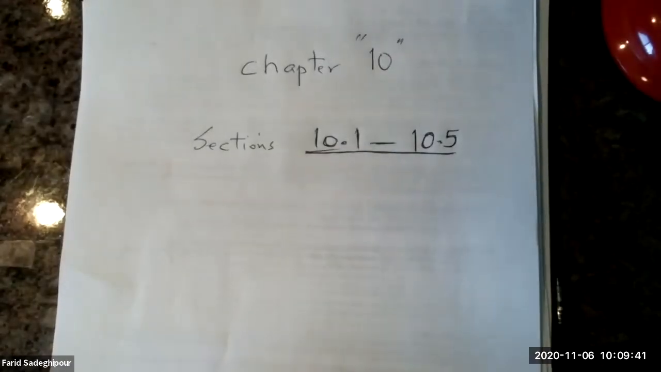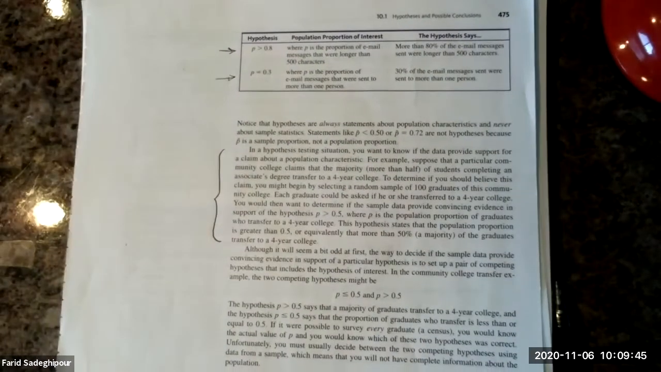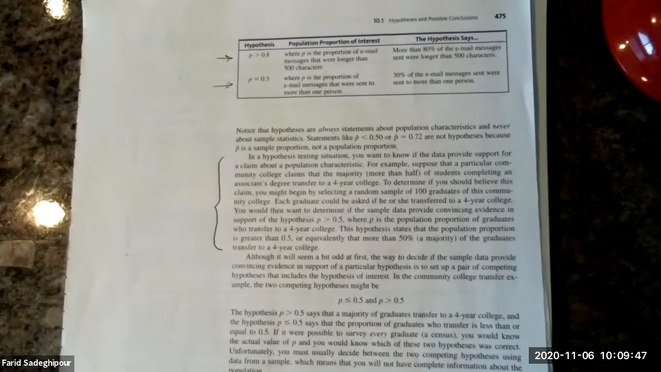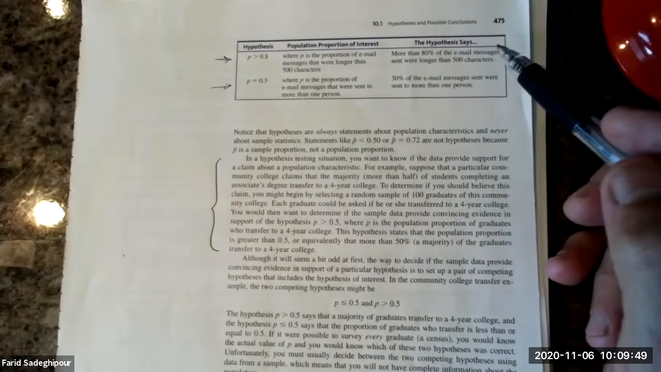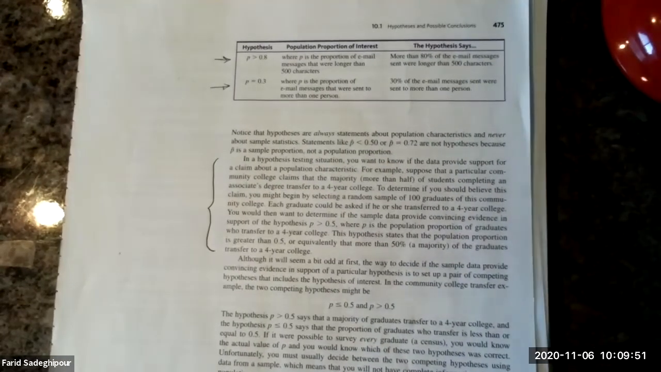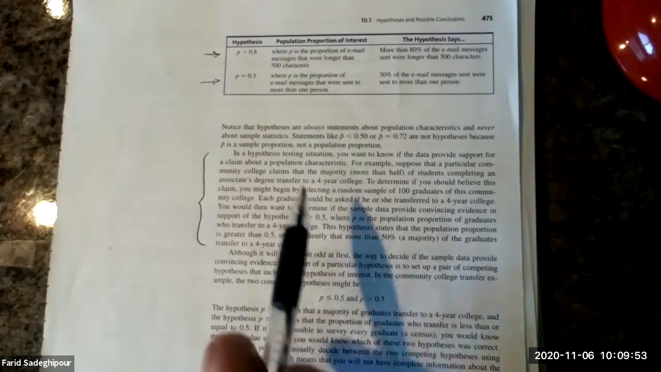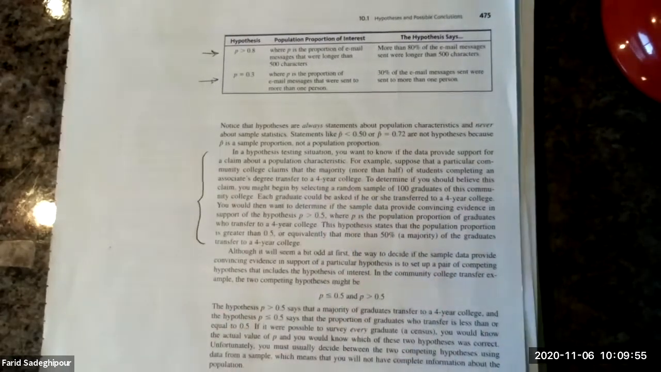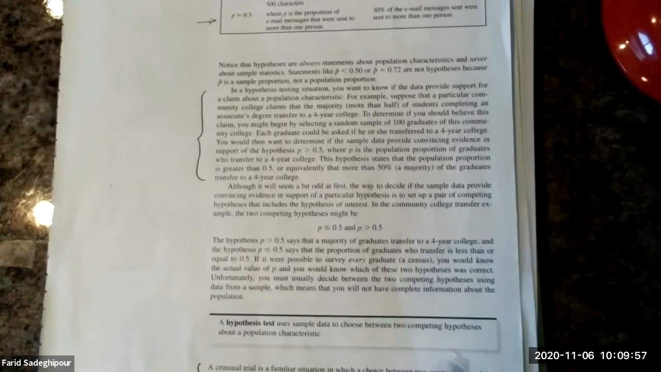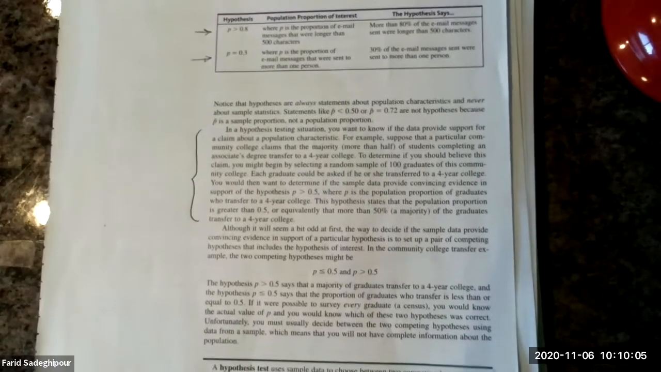Chapter 10, section 10.1 through 10.5, Math 103. I took this page from page 475 of your textbook. Here there is an explanation about what a hypothesis test is. Hypothesis tests use the sample data to choose between two competing hypotheses about the population characteristics.